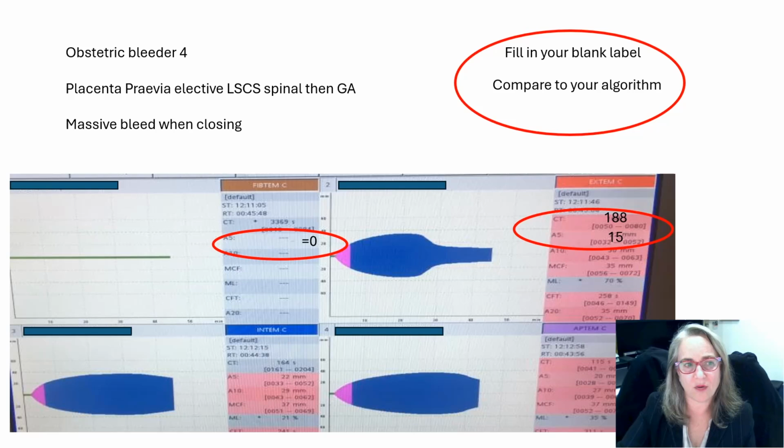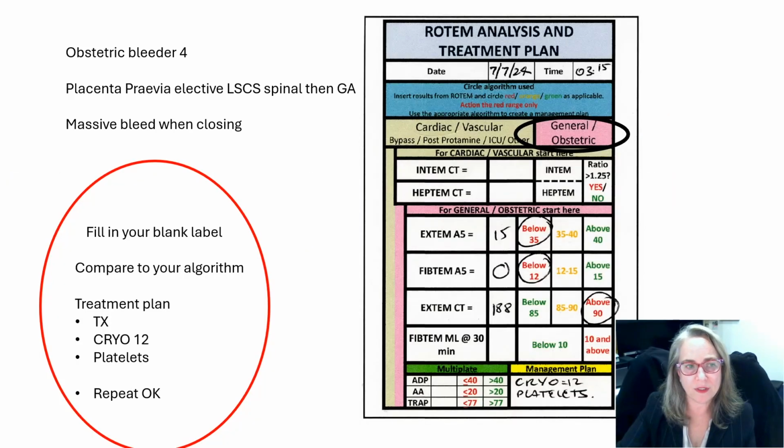So let's fill them in and have a think about this placenta previa at the bedside. What are we going to get ready? Filling in the label, these are our numbers, and looking on the left, the treatment plan will be tranexamic acid, 12 cryo, and you may want to give some platelets, depending on the amount of bleeding, or you may want to retest and see if you needed those platelets.